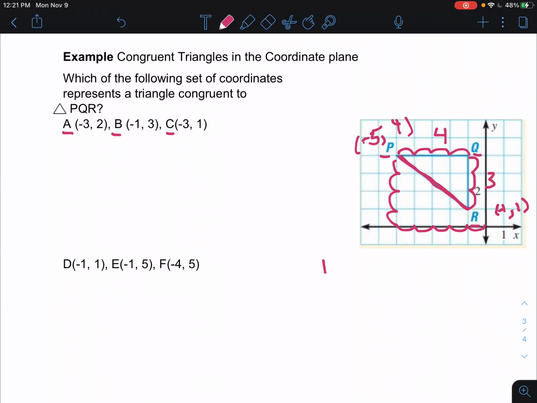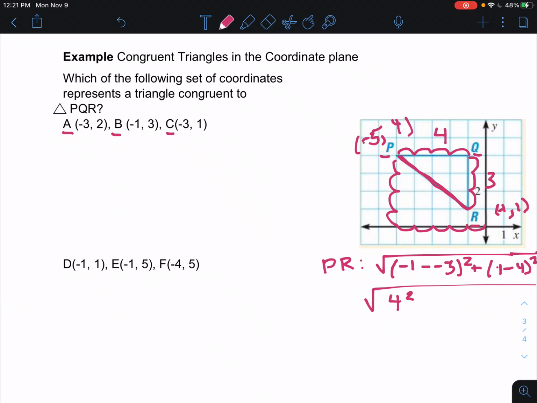So, PR, the distance is going to be the square root of x2 minus x1, which is negative 1 minus negative 5, squared, plus y2 minus y1 squared, so 1 minus 4 squared. All of that under the radical. So let's start to solve this. 1 minus negative 5: minus negative 5 turns into a plus. So now I have 1 plus 5, so that's 4 squared. Plus 1 minus 4 is going to be negative 3. Negative 3 squared.